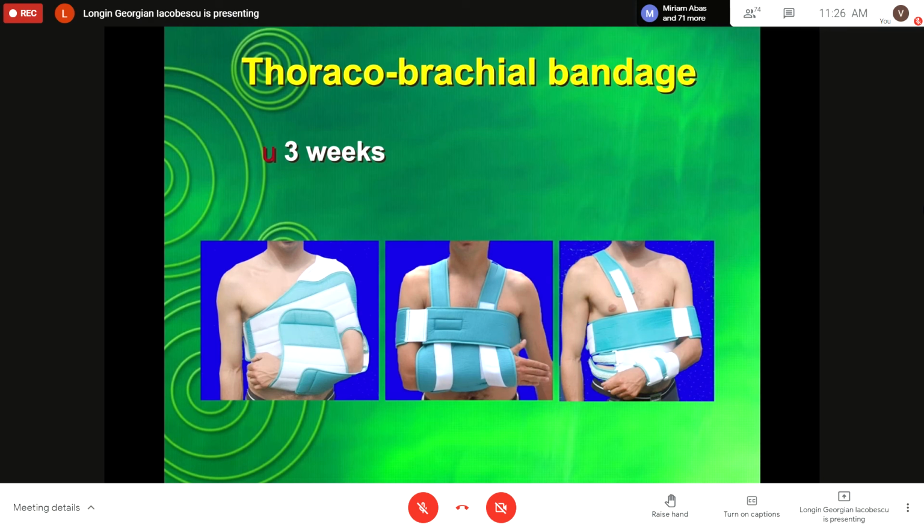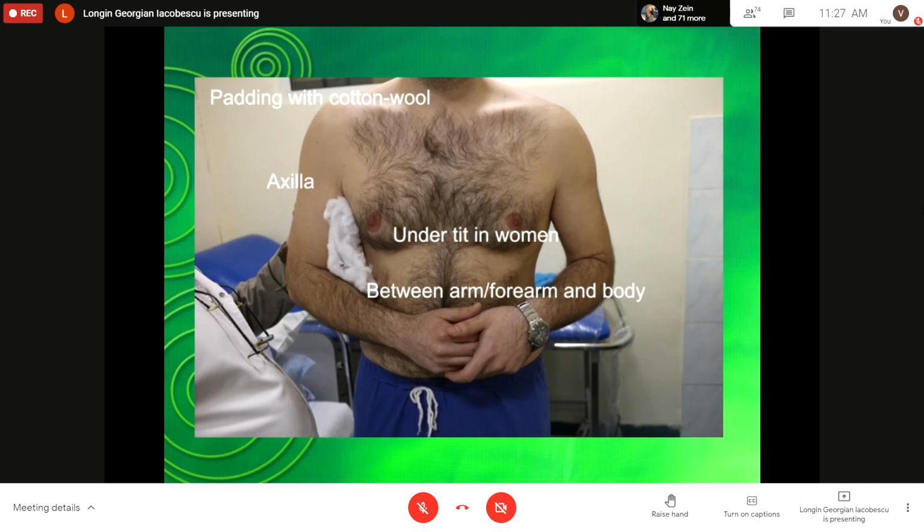So as I told you, the thoracobrachial bandage, like the Desault bandage, you cannot maintain it more than 3 weeks. This is the maximum period. You have some examples of prefabricated Desault bandages that are applied to the patients.